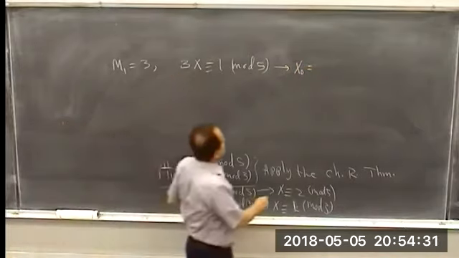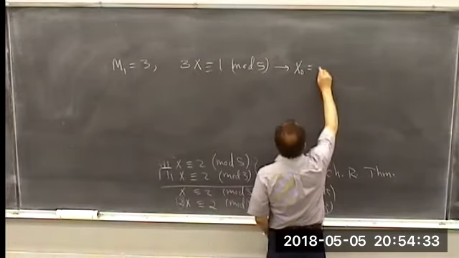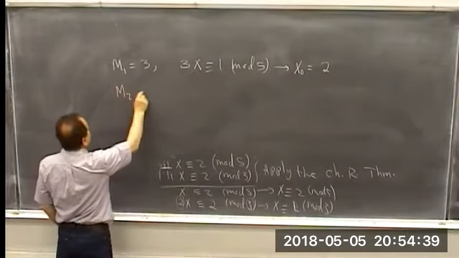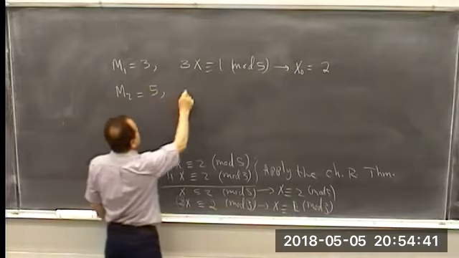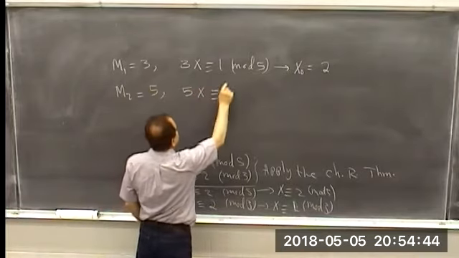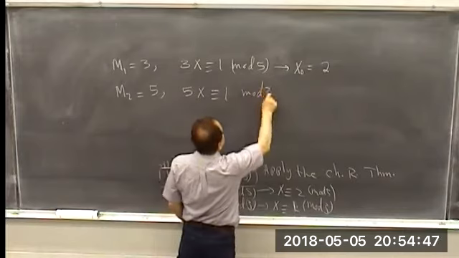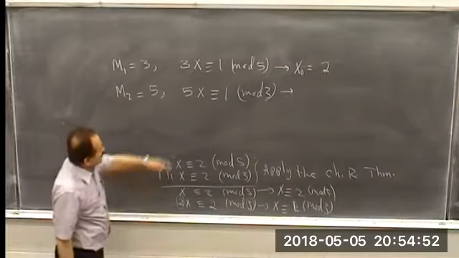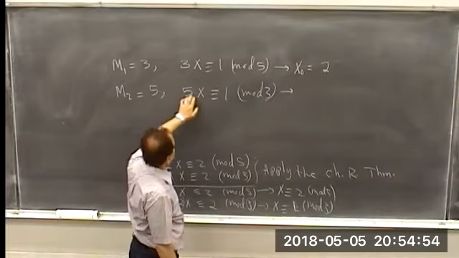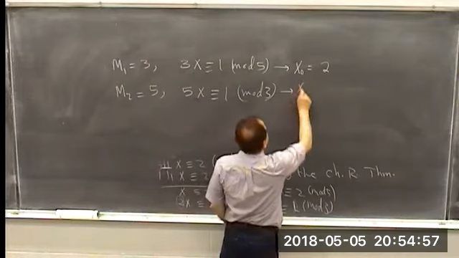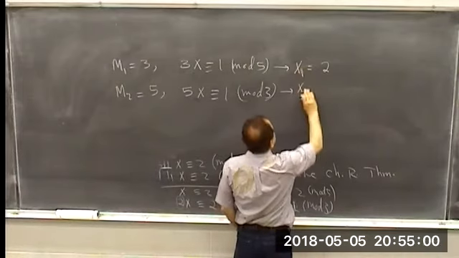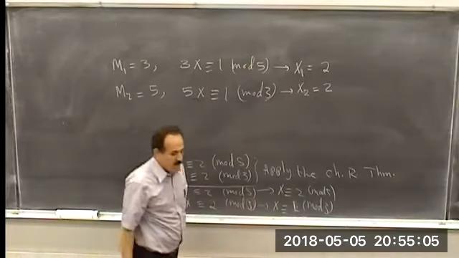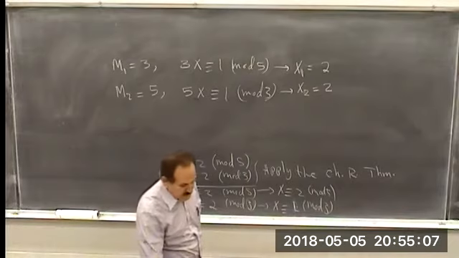3 times 2 is 6, minus 1 is divisible by 5. So this is 2. And then we consider M2, and this is equal to 5. And we consider 5x congruent to 1 mod 3. And for the solution, 1 is not going to work. 2 gives me 10 minus 1, yes. So let me call this x sub 1, and this is x sub 2, and this is equal to 2. All right, so we have these two solutions.